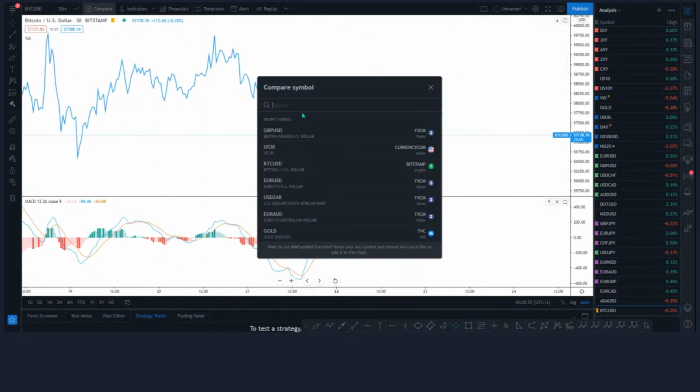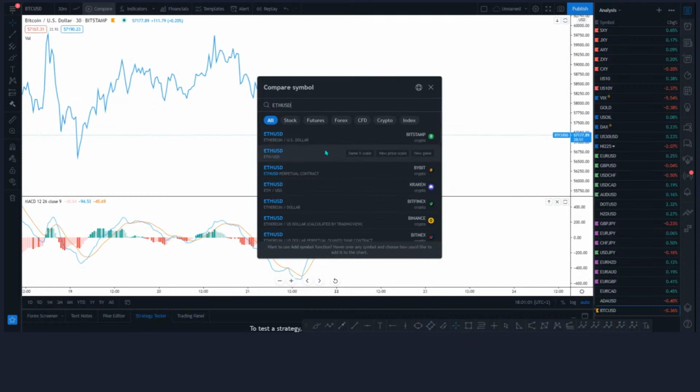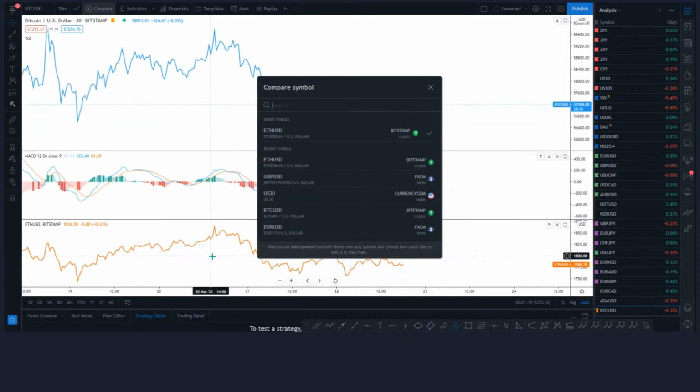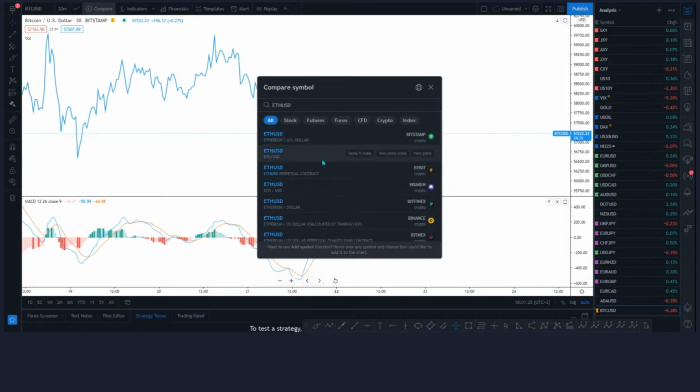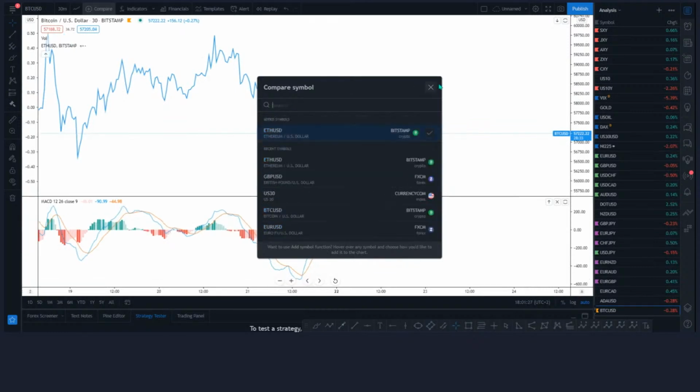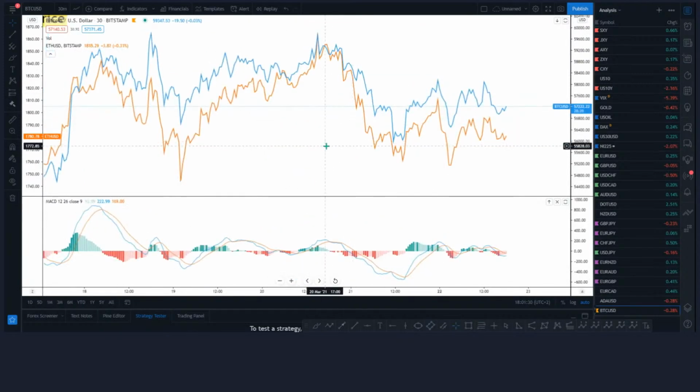You click the compare button, ETH USD, right here, and you choose a new price scale, because if you go with the same scale, you're going to move the scale on the right side in price. If you go to a new scale, it will just bring it here. So I'm just going to choose ETH USD and put a new price scale, or just keep it in the same one. Okay, so the orange one is the Ethereum, and the blue one is Bitcoin.